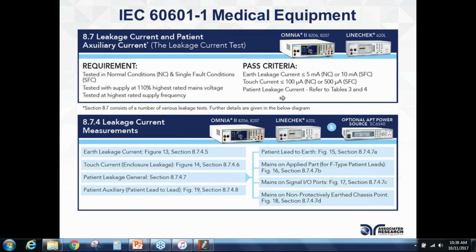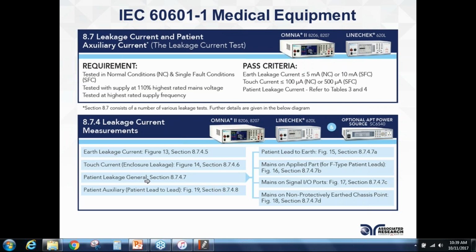Now, everybody that manufactures medical equipment should have at least a copy of the standards with them, because there's no other way to get this information other than directly out of the standards. Now, where does it talk about the actual leakage current measurements? If you take a look at clause 8.7.4, it talks about earth leakage current. It uses figure 13. Figure 13 describes where to make the measurements for your earth leakage. Touch current, also known as enclosure leakage, uses figure 14 and should be used in section 8.7.4.6.